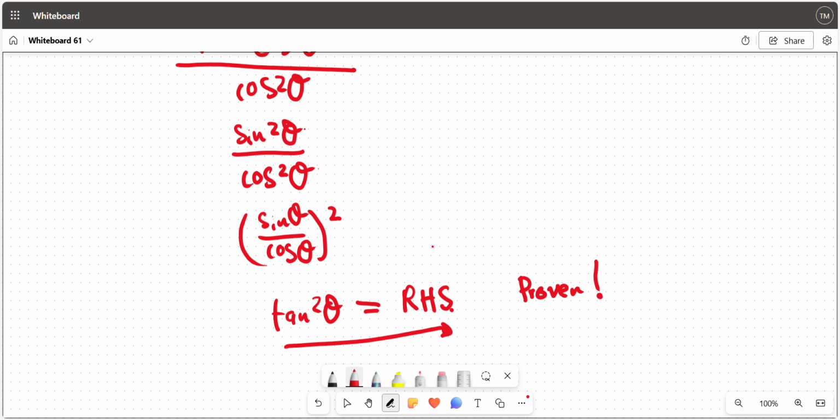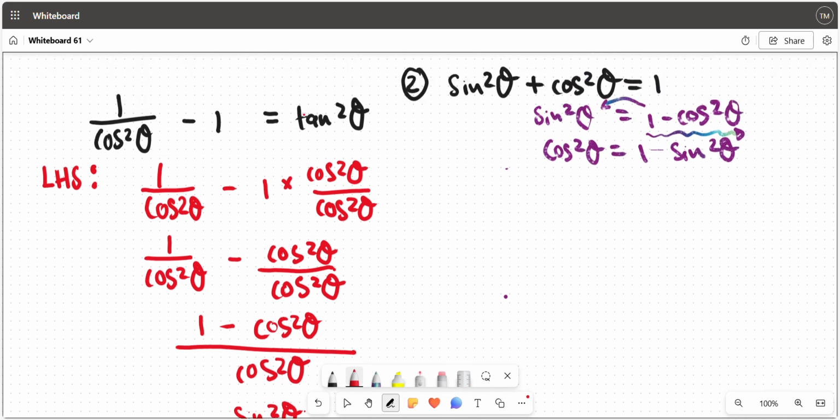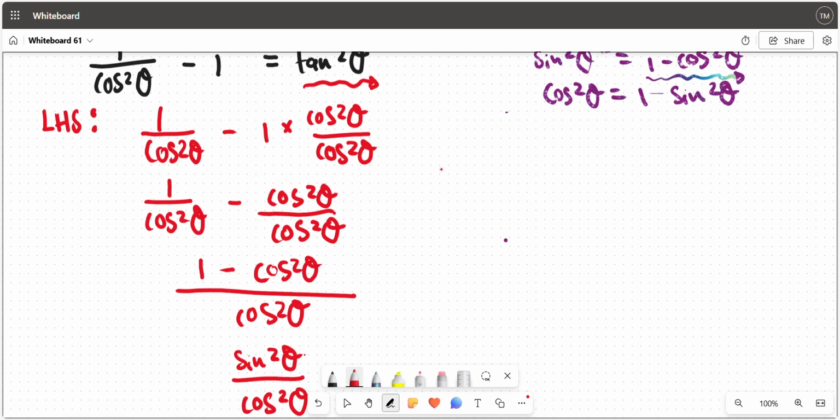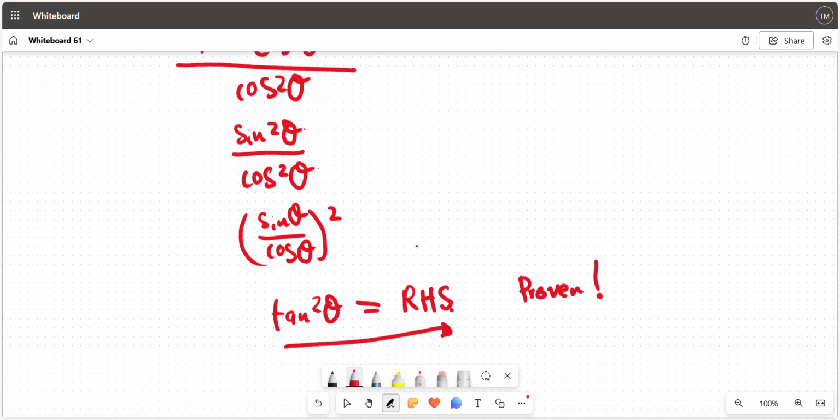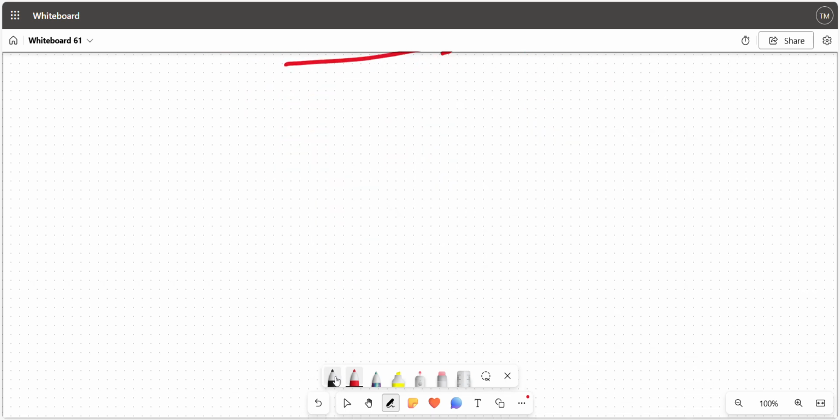So that's how you go about doing these. I hope you guys can see what I did. I just took one side, the left hand side, and I simplified that side until it was equal to the right hand side, which was tan squared theta. And once it is equal to the right hand side, you just write equal to right hand side and write proven there. So that's how you go about solving these identities.